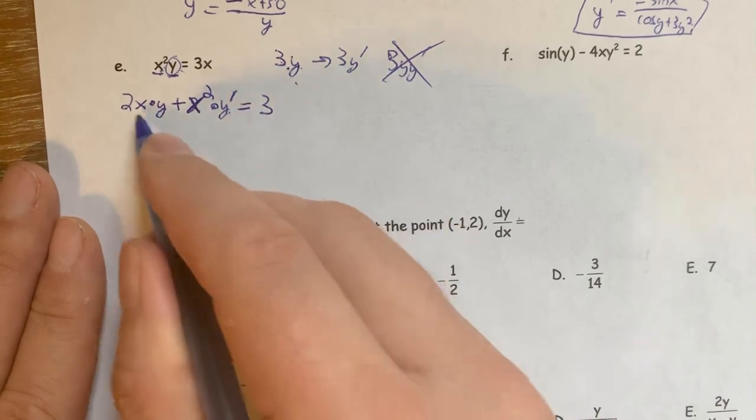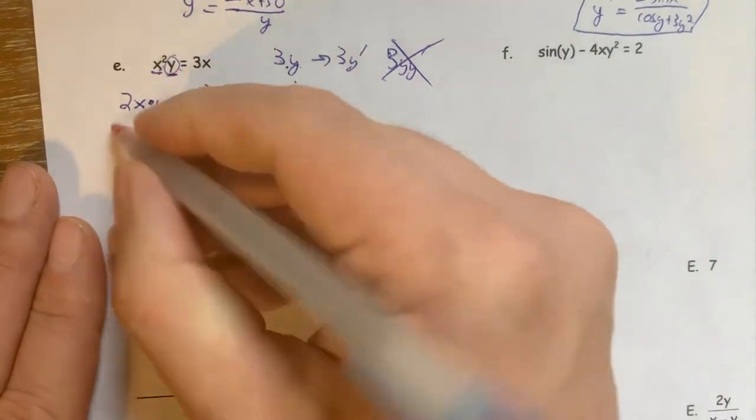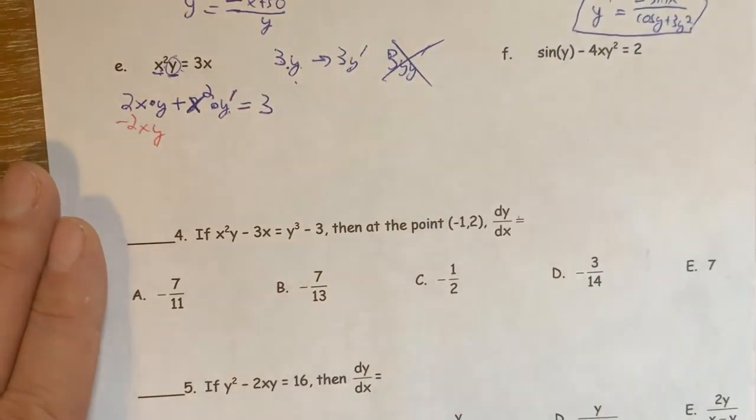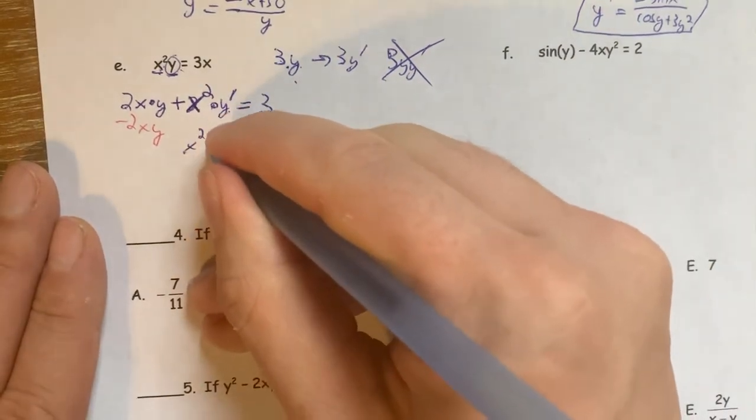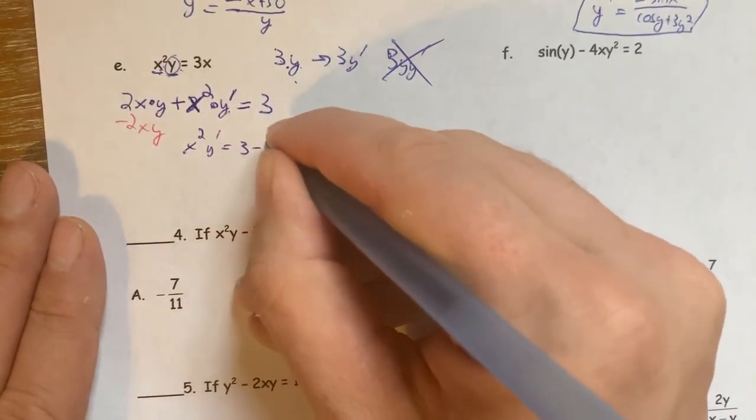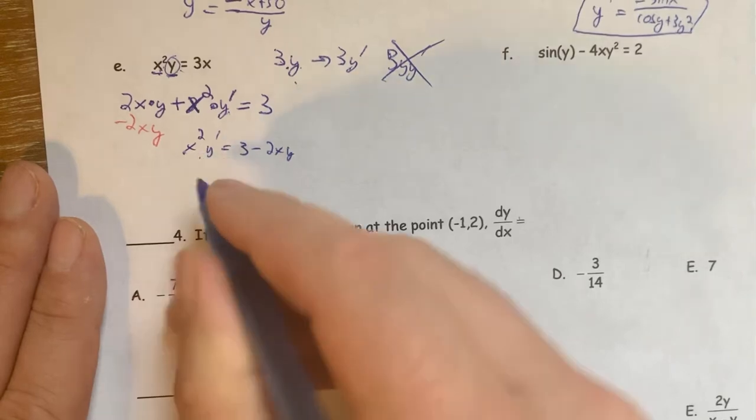And so now we can solve for y prime. We need to move this to the other side because it doesn't have a y prime in it. And so we get x squared y prime equals 3 minus 2xy. And we divide by x squared.